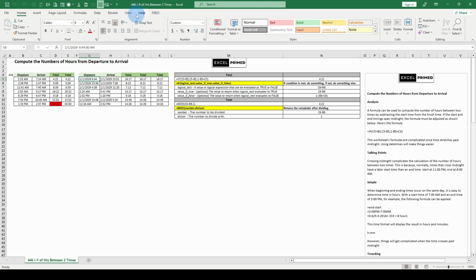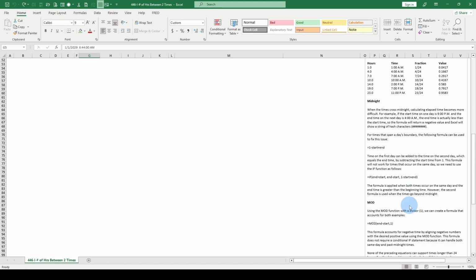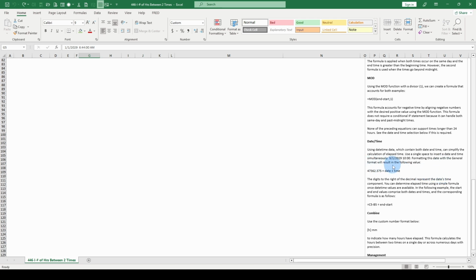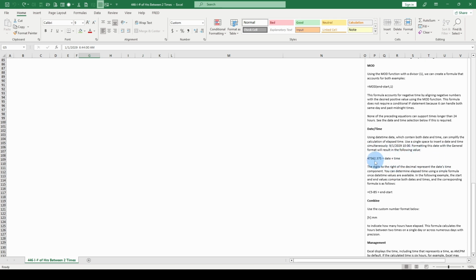If we look at this and just go up here, you can see 47119.28056. Well, the 0.28056 is the time component. So we have this date and time. Using datetime data, which contains both date and time, can simplify the calculation of elapsed time. Use a single space to insert a date and time simultaneously. 9/1/2009. Formatting this data with the general format will result in the following value: 47 equals date plus time.